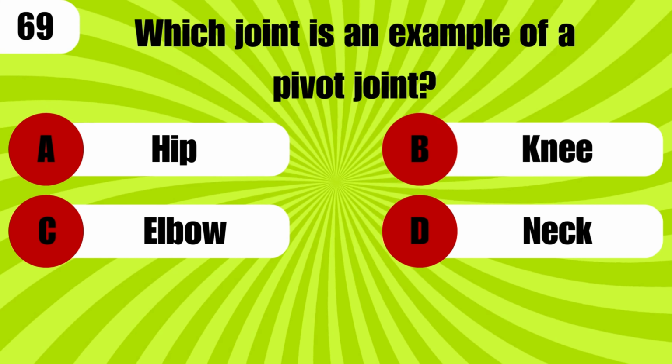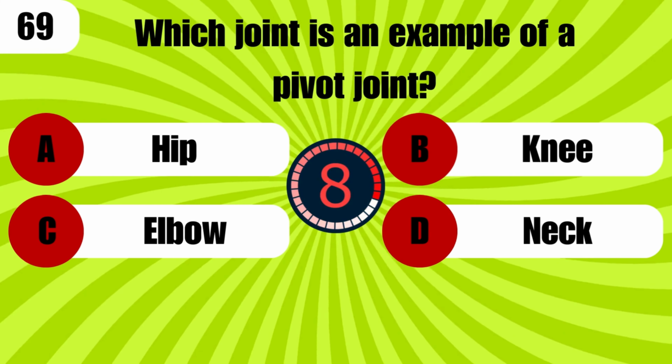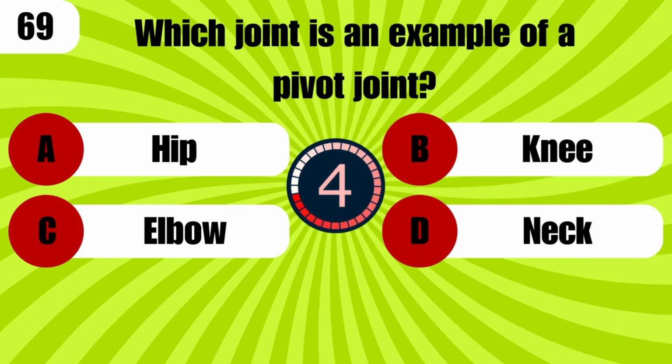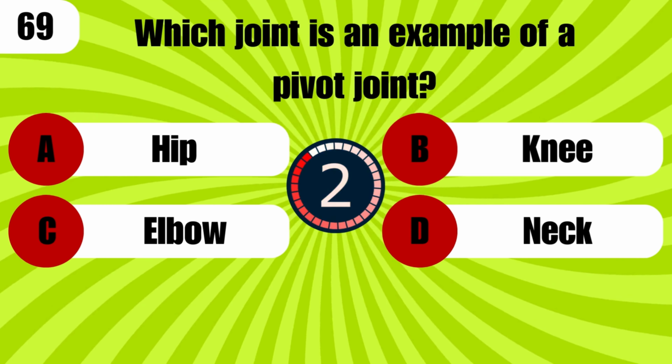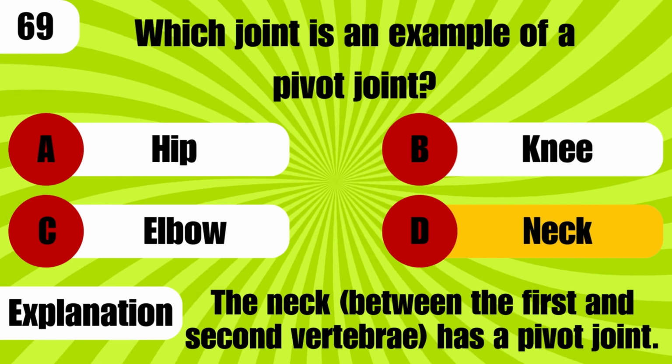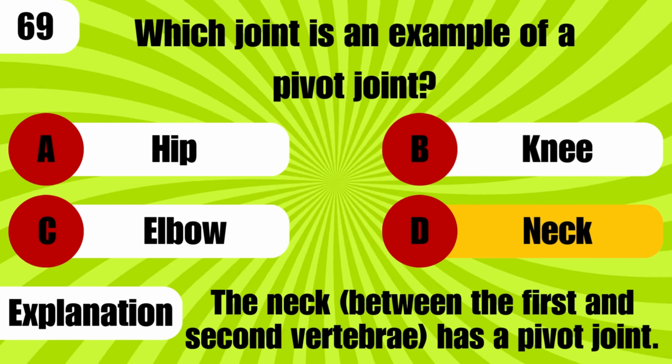Which joint is an example of a pivot joint? Option A, hip. Option B, knee. Option C, elbow. Option D, neck. The right answer is neck. The neck, between the first and second vertebrae, has a pivot joint.